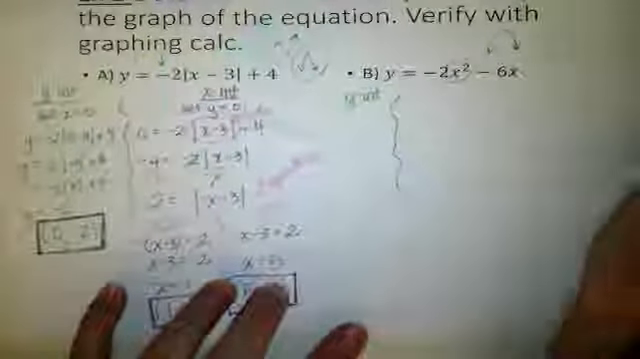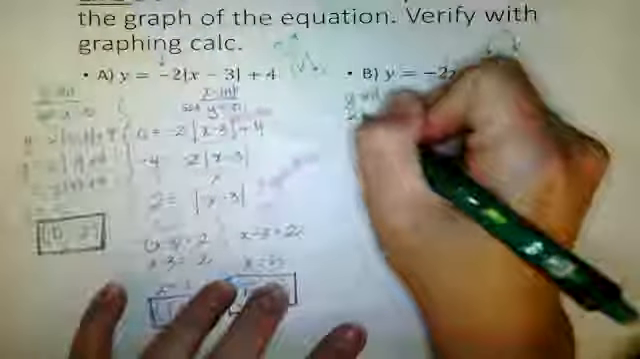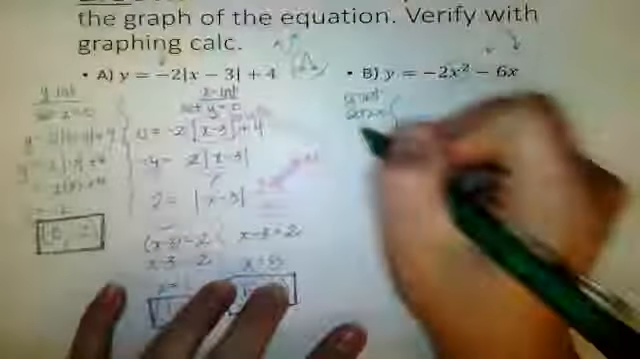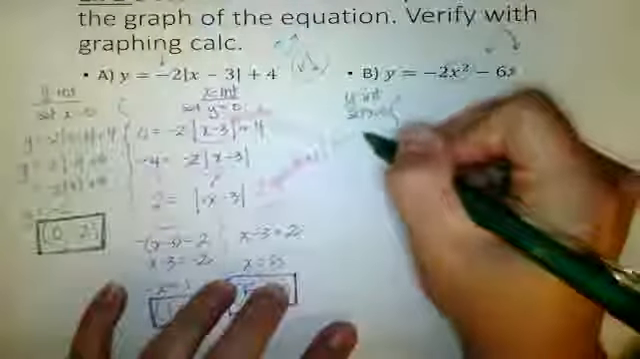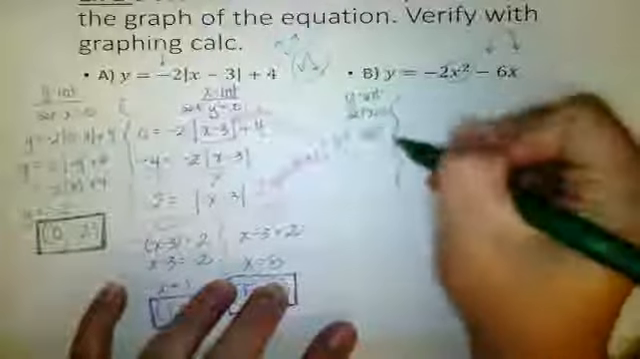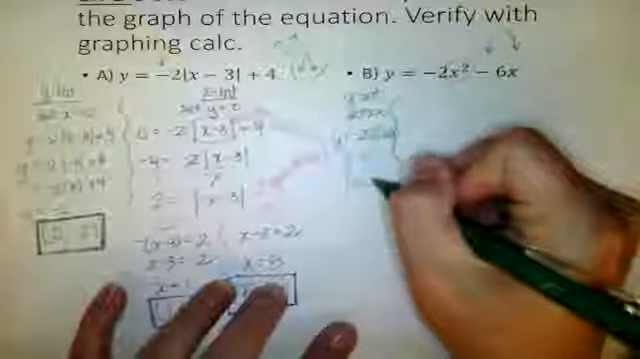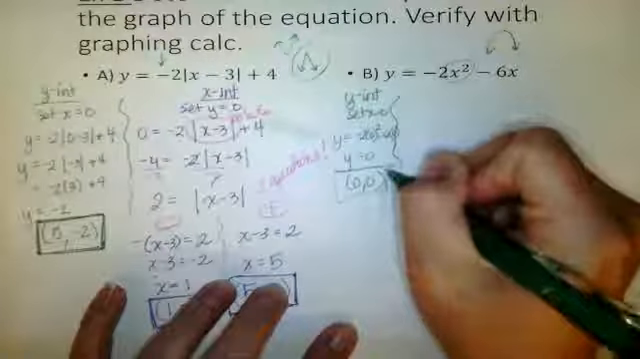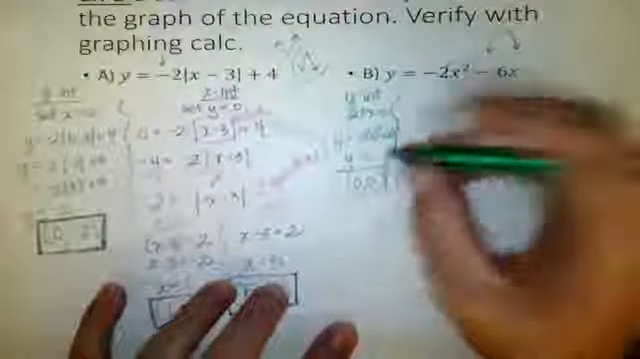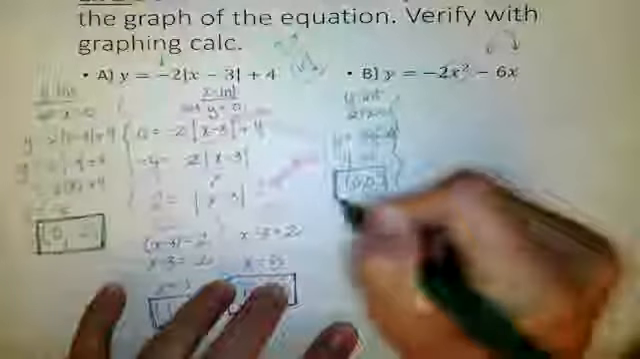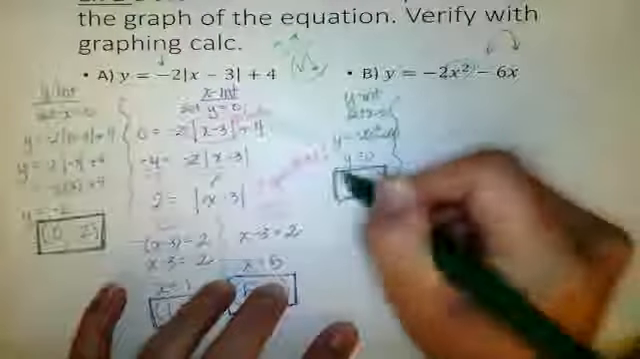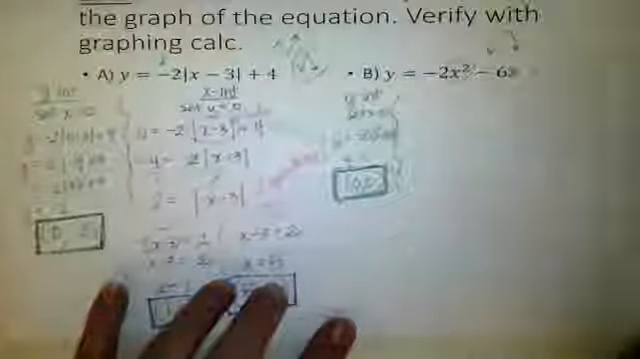I want to find the y-intercept. How do I find the y-intercept? Set x equal to 0. So I'm going to do that. y equals -2 times 0 squared minus 6 times 0. What is that? 0. Okay, really? I didn't need to show all that work because I knew that pretty much instantaneously. So we have (0, 0), which is an x and a y-intercept. It's both.